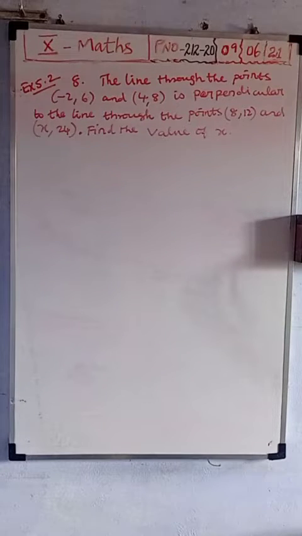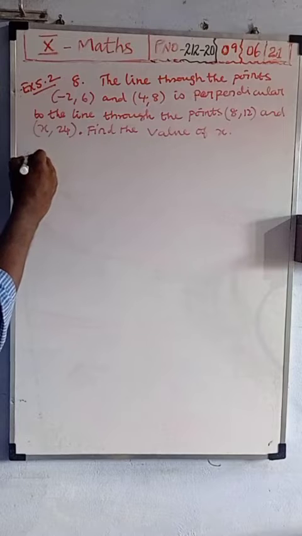Today we are going to see exercise 5.2, 8th question. The line through the points (-2, 6) and (4, 8) is perpendicular to the line through the points (8, 12) and (x, 24). Find the value of x. Here two lines are given, and they are perpendicular. Okay, see the solution.